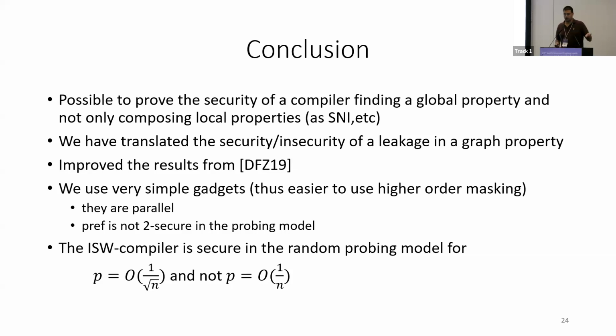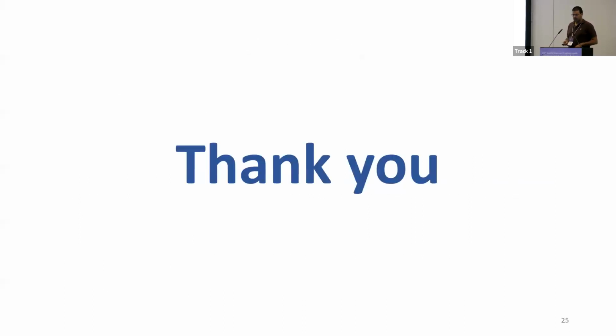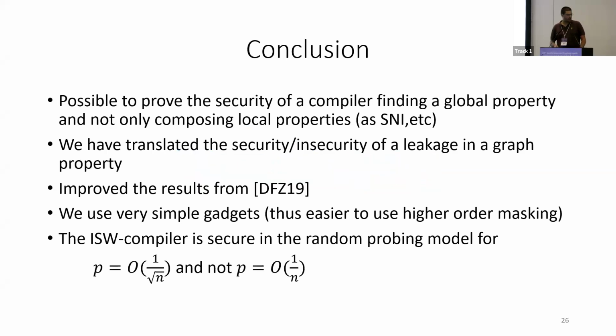Finally, I would like to tell you that the ISVW compiler is secure in the random probing model if p is of the magnitude of 1 over square root of n and not 1 over n. This concludes my talk, and I'm open for questions, and I thank you for your attention.